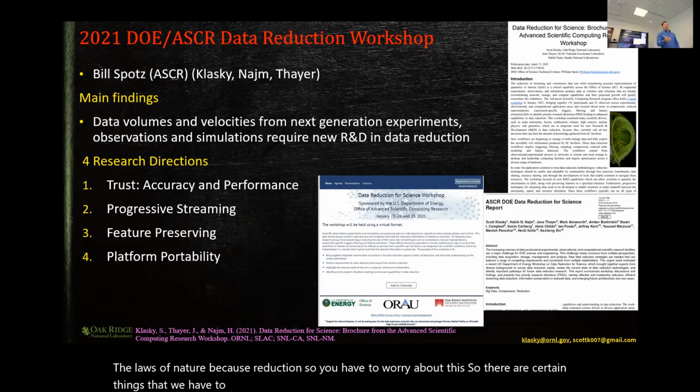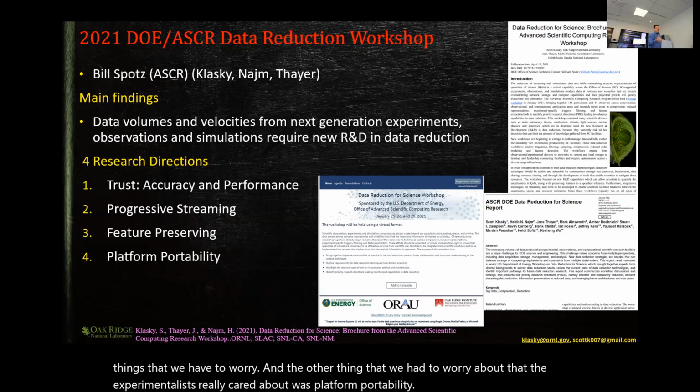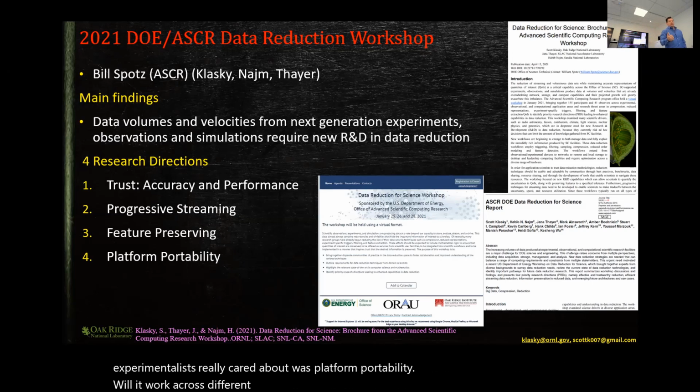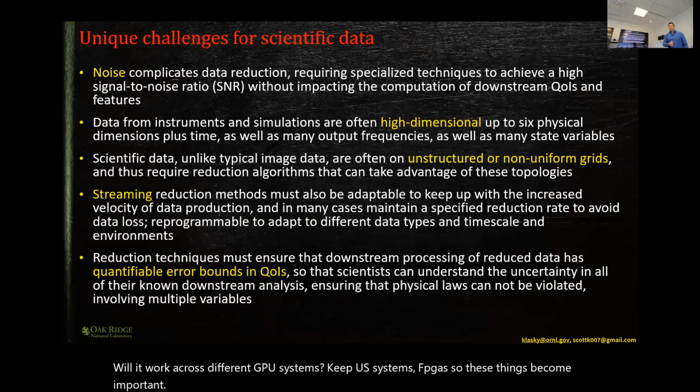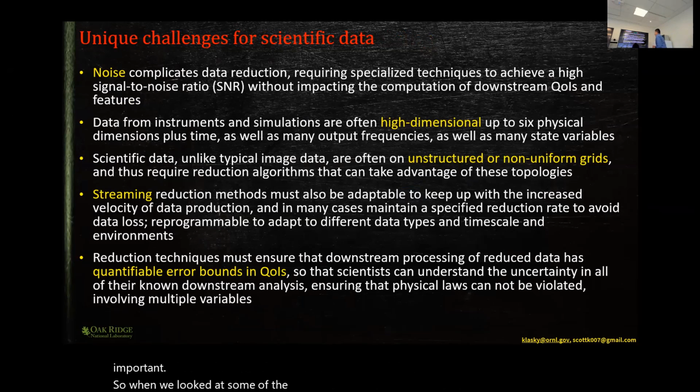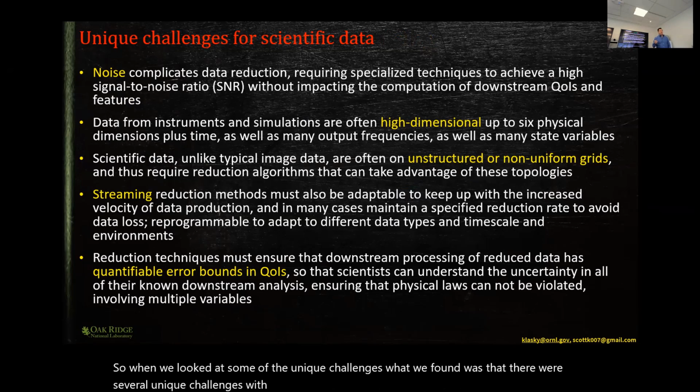And the other thing that we had to worry about that the experimentalists really cared about was platform portability. Will it work across different GPU systems, CPU systems, FPGAs? So these things become important. So when we looked at some of the unique challenges, what we found was that there were several unique challenges with scientific data and what makes it harder.